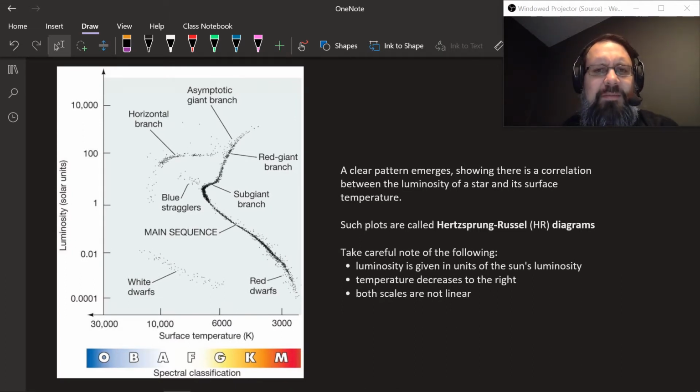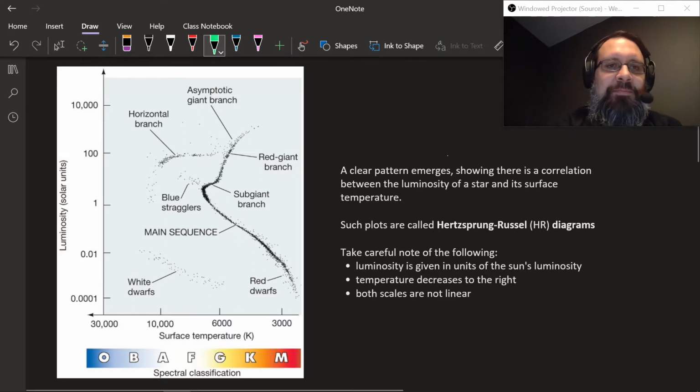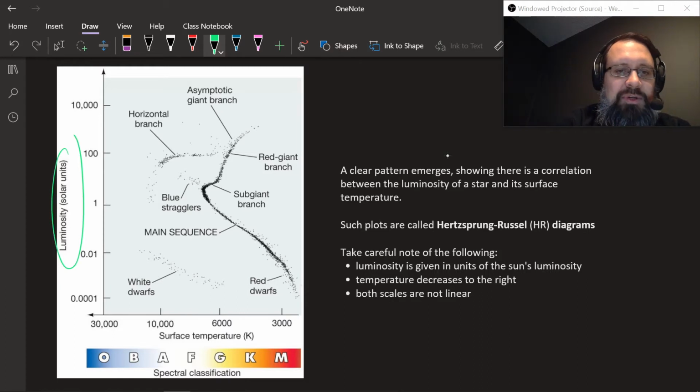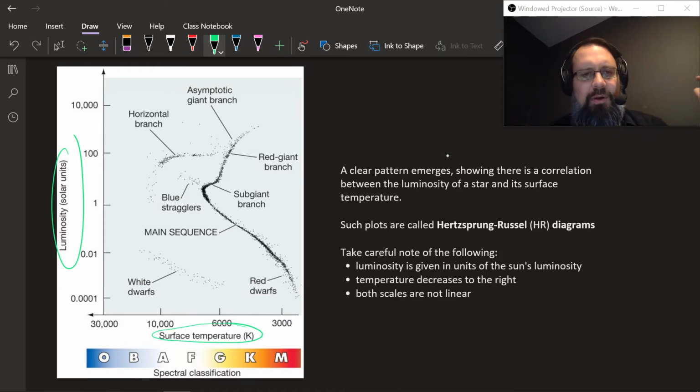What you'll see is that a very clear pattern emerges, which shows that there is a correlation between the luminosity here and the temperature down here. You can also notice those spectral classifications down below. If you remember, it's O, B, A, F, G, K, M. Those are the spectral classifications of the star, which are related to the temperature of the star.